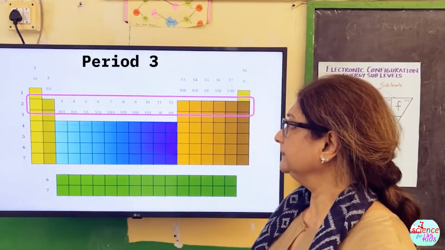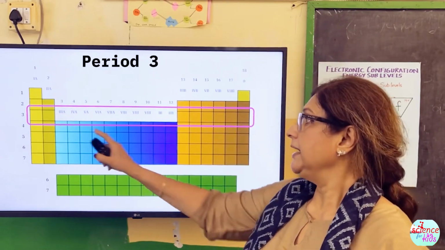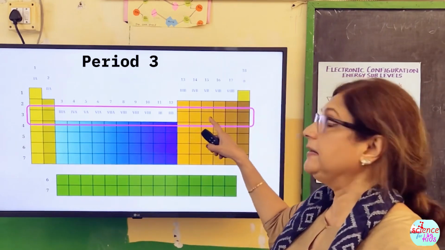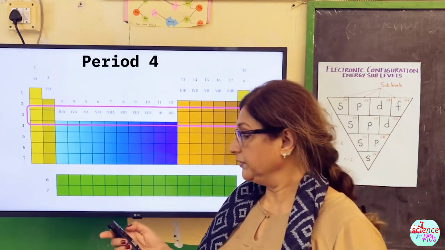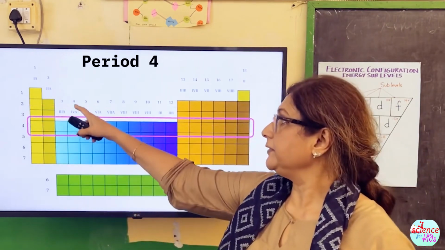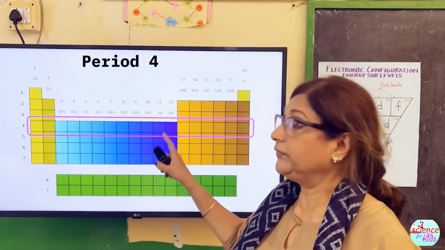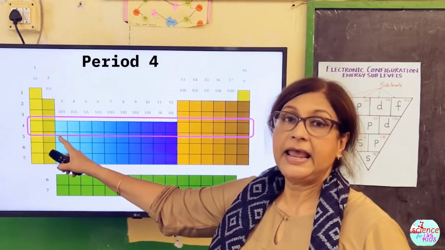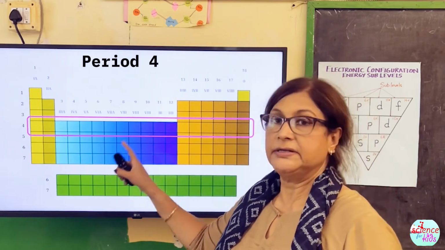How about period 3? Period 3 is exactly the same as period 2. It has S block which holds 2 electrons and it has P block that holds 6 electrons. Let's move on to the fourth period. The fourth period is a little different compared to first, second and third. Why? Because now you see they have 3 different blocks. Between S and P, they have D block, which is also known as the transition element block.